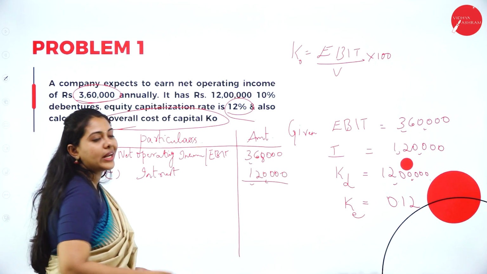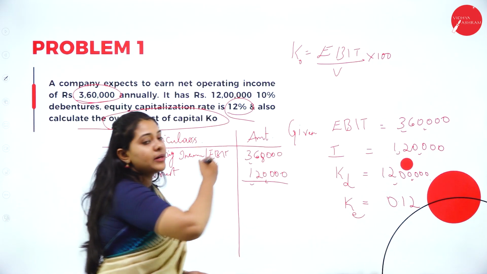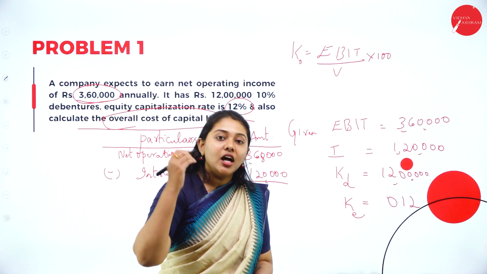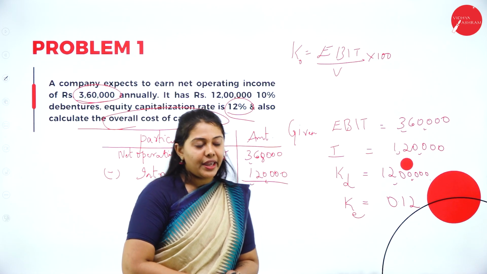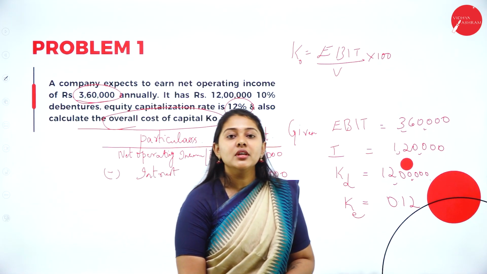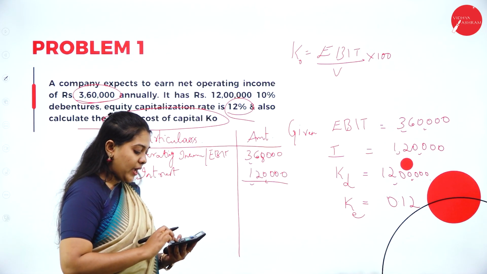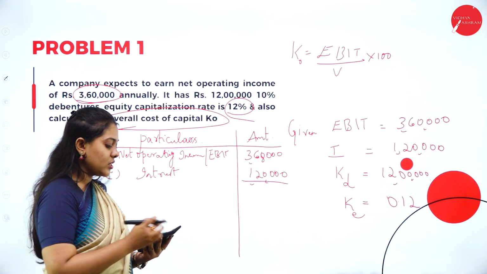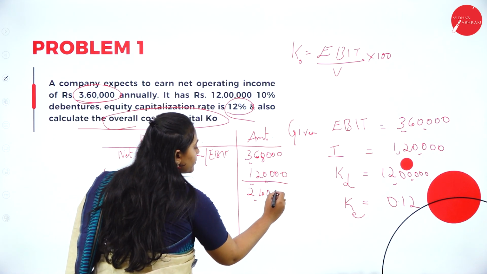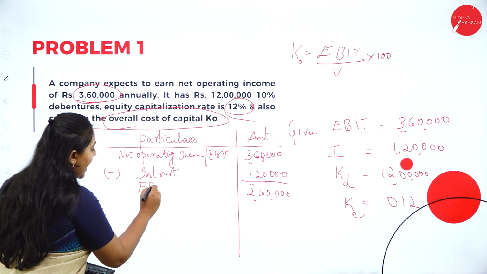How did you get that 1,20,000? By 12 lakh into how many percent? 10%. So 12 lakh debenture at 10% gives 1,20,000 as the interest. So 3,60,000 minus 1,20,000, how much is it? It will be 2,40,000. So what is this? Earnings before tax.